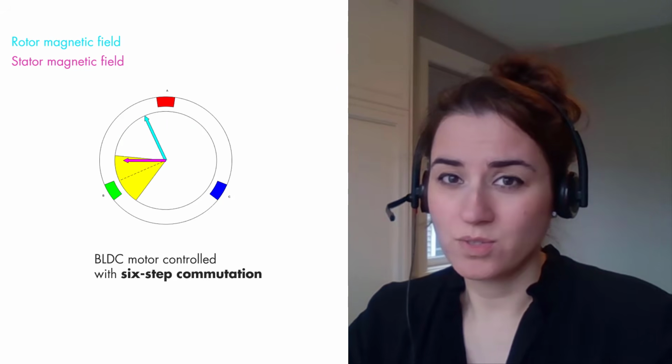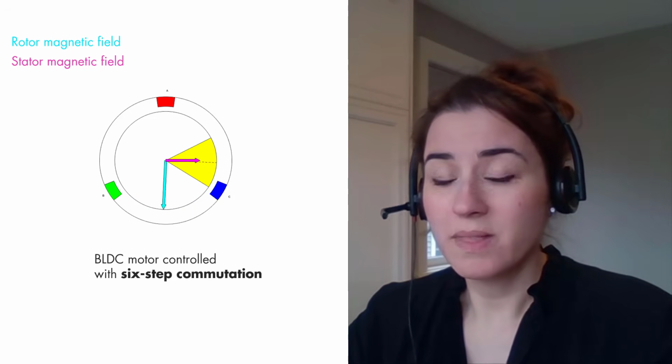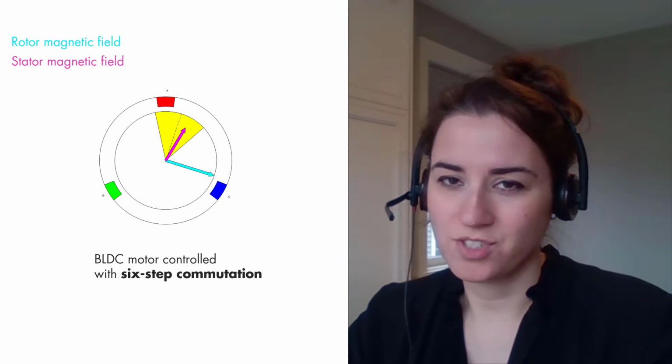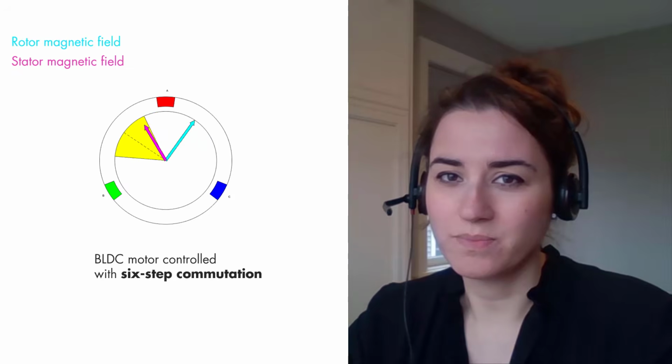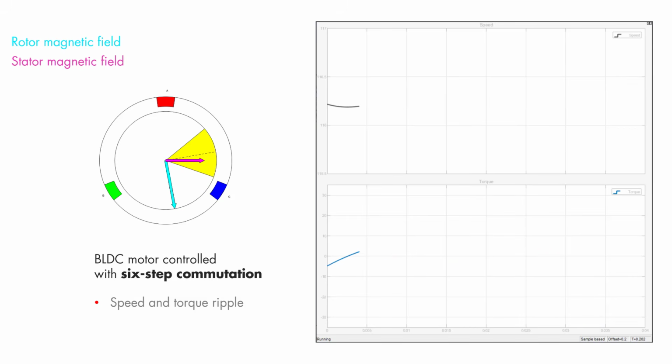In the previous videos, we discussed how BLDC motors work and how we spin them using six-step commutation or trapezoidal control. One of the drawbacks with this type of control are the ripples that we observe in the speed and torque responses of the motor.